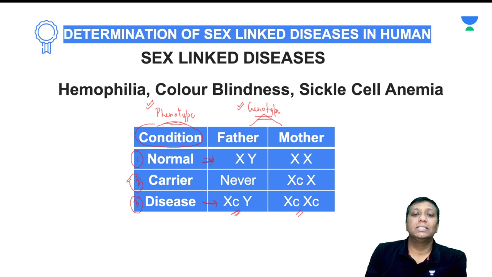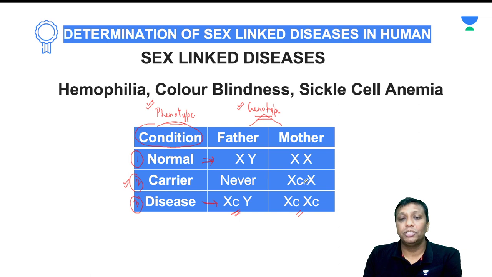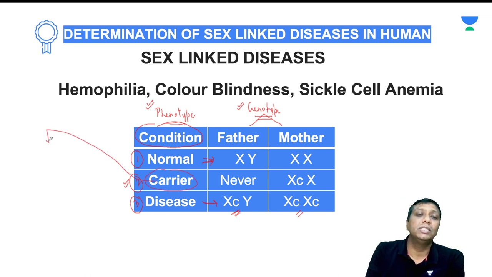Now another question: the second part is carrier. Father can never be a carrier. I'm telling you, father can never be a carrier. What is the meaning of carrier? But yes, there is a chance for the mother. That's why I have written some genotypes in the case of mother. Carrier means to carry the information from generation to generation. What carrier actually means, I will explain properly here. Try to understand, guys. Here most people get confused.